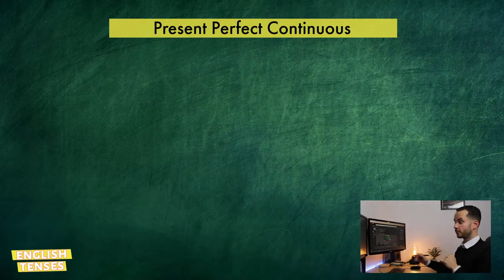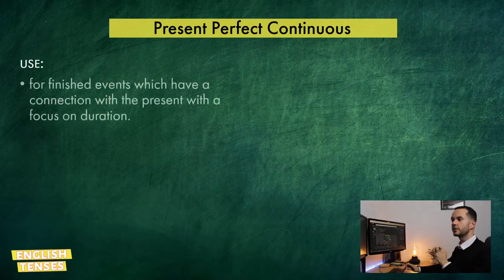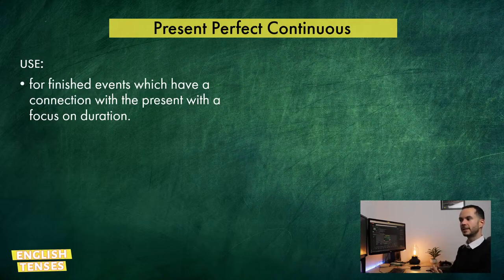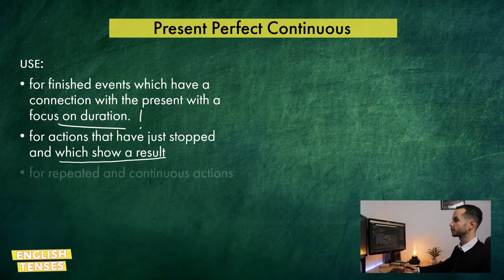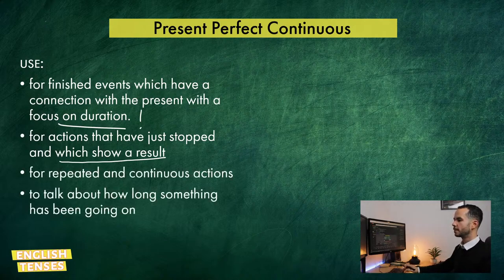So, present perfect continuous. We use present perfect continuous for finished events which have a connection with the present with a focus on duration. So the duration is key. But also for actions that have just stopped and which show a result. So when something happens and there is a result, we also use present perfect continuous. What do I mean? Let's look at some examples. We also use present perfect continuous for repeated and continuous actions and to talk about how long something has been going on, which is related to all of them.